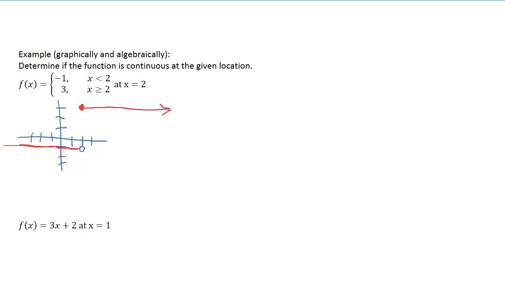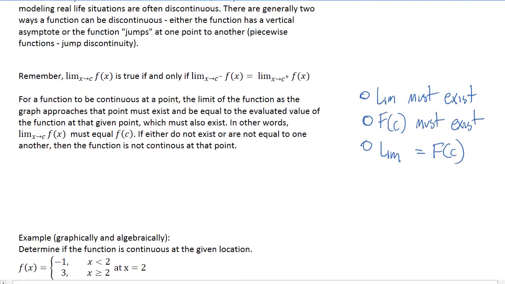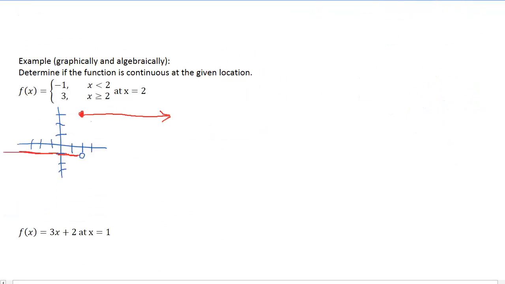Alright, so based on our knowledge, we can already tell that this limit coming from the right does not equal the limit coming from the left, and that violates our first rule that the limit must exist. So we can already tell that this is not continuous. But for the sake of showing you how to do this properly, let's just go through it and do the whole thing algebraically.